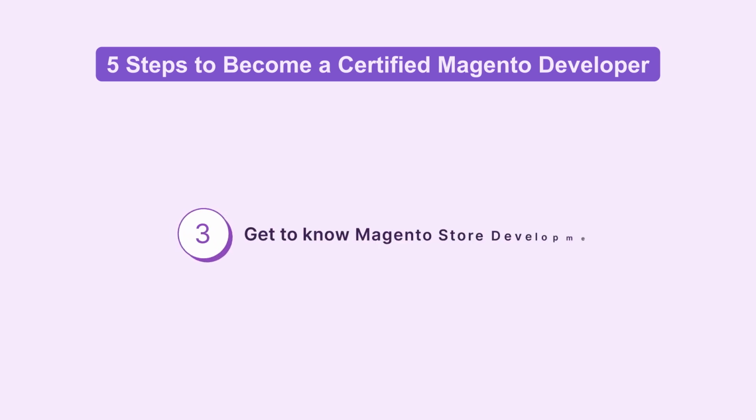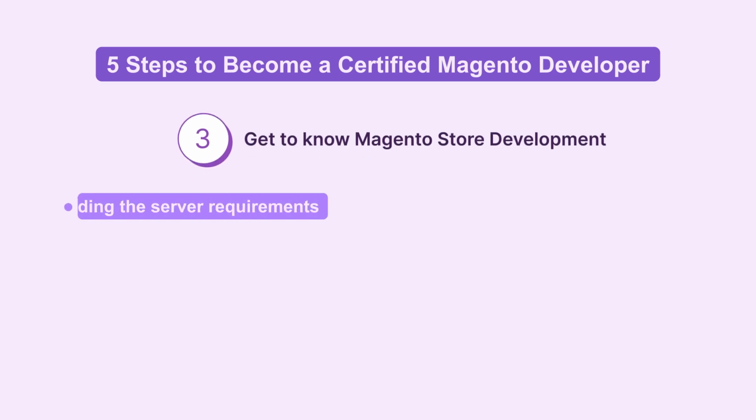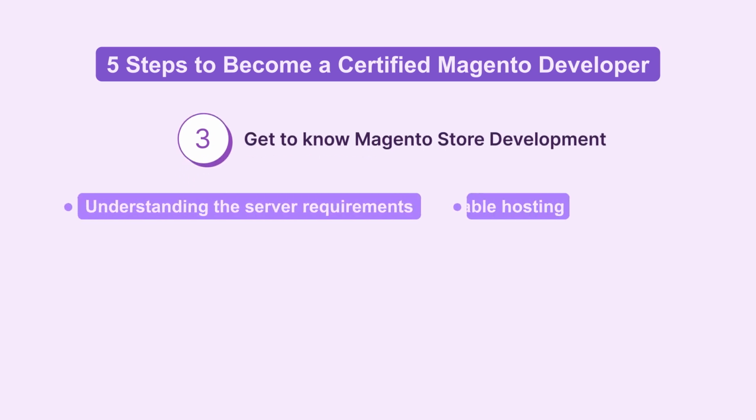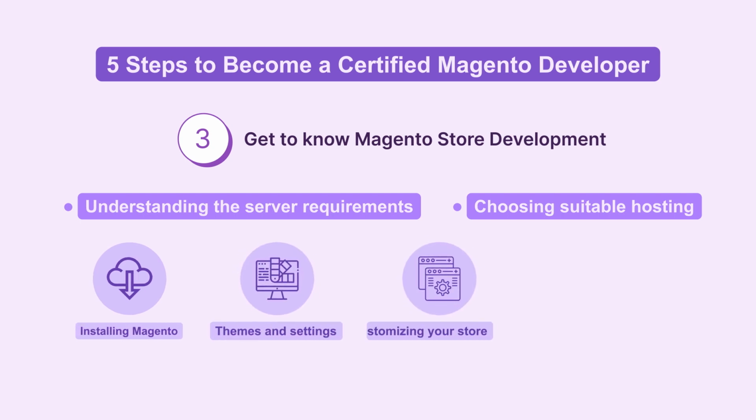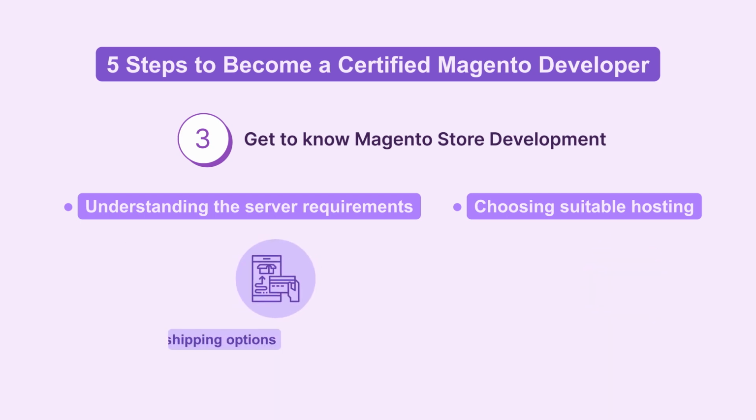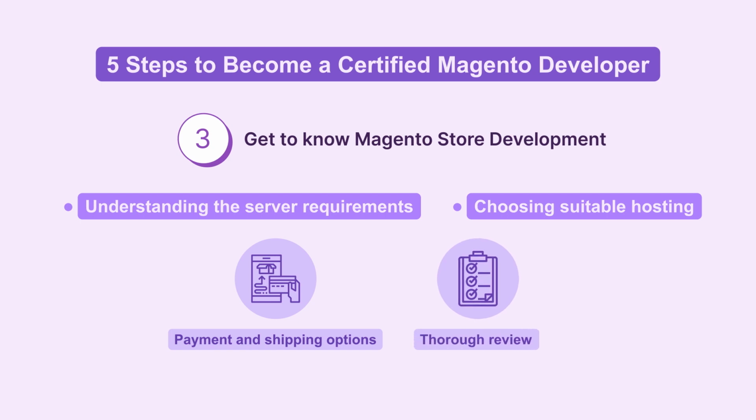In Step 3, you'll delve into the specifics of Magento store development. This begins with understanding the server requirements and goes to choosing suitable hosting. It also includes installing Magento and continuing with themes and settings, customizing your store to reflect your brand's identity, and configuring product pages. Moreover, selecting the right payment and shipping options that cater to your customer base is crucial. After setting up, you go through a thorough review before launching your site.